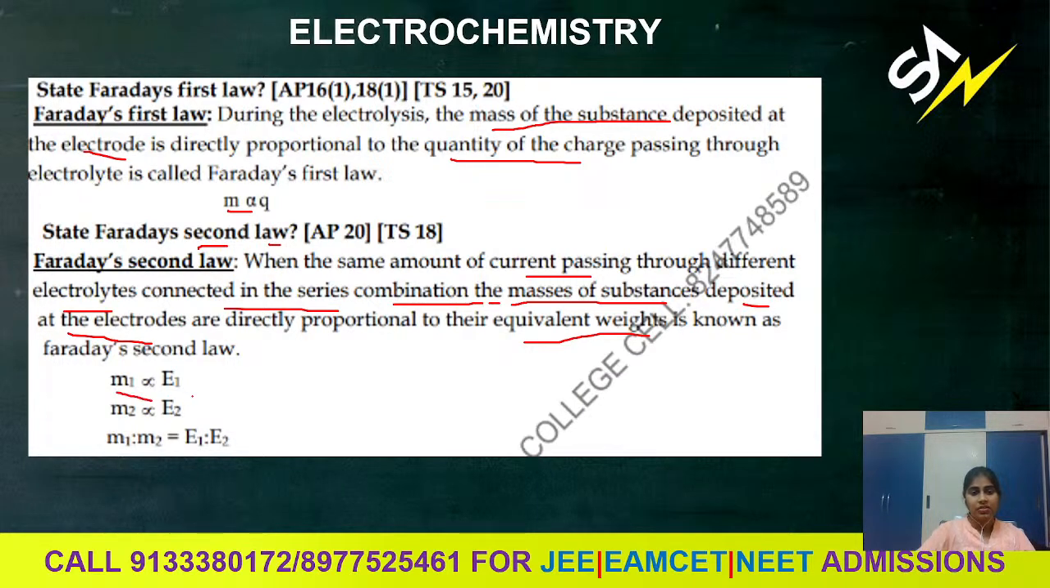Here, since we are taking two different electrolytic solutions, let M1 be the mass of the first electrolyte which is deposited, and E1 is the equivalent weight of the first electrolyte. Similarly, M2 and E2, those ratios are equal to each other, that is M1 by M2 is equal to E1 by E2. This is Faraday's second law.